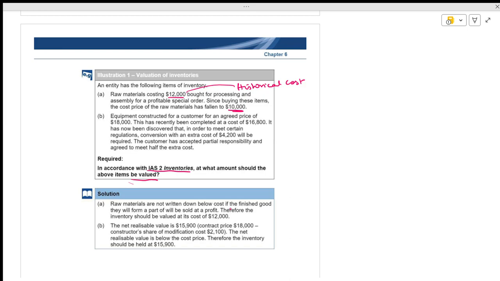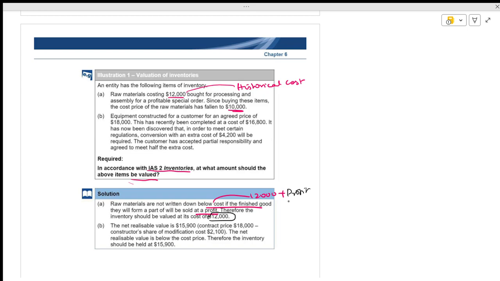Raw materials should not be written down below cost if the finished goods they will form a part of will be sold at a profit. In future, it will be 12,000 plus profit. Is it right? You should not go beyond 12,000. Therefore, the inventory should be valued at cost. As simple as that.